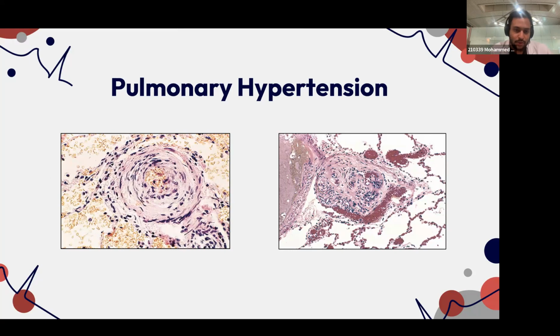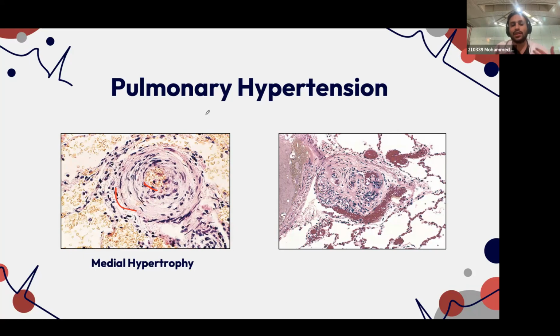Plexiform, which is this one, and medial hyperplasia, okay? Or hypertrophy. So you'd have firstly medial hypertrophy, because of the blood pressure. It's very elevated. It could be idiopathic. It could be due to congestive heart failure. Could be due to COPD. There's many causes of pulmonary hypertension.